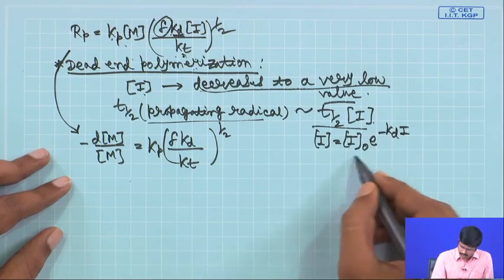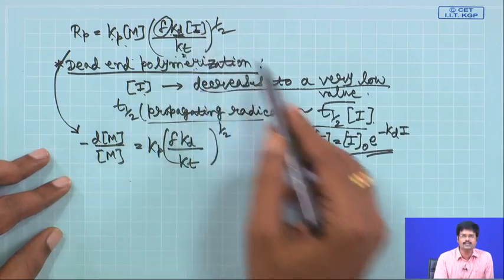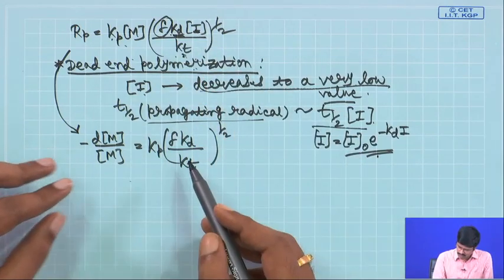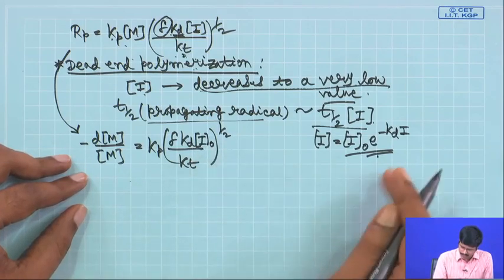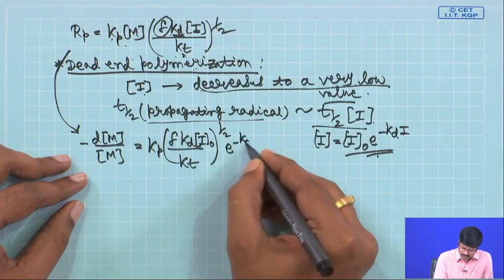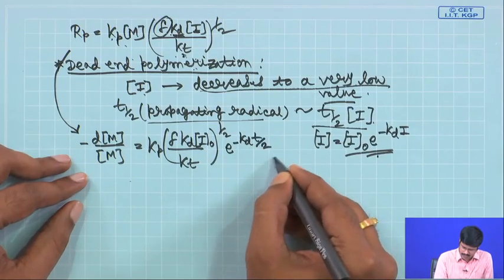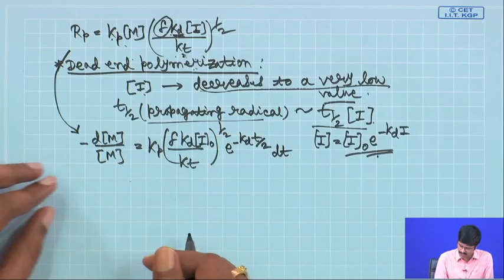If you replace I with this value, then what you will get is this. So, this will be [I]0 to the power half, which comes out, and there is the power half, so it will be e to the power minus Kd t divided by 2, dt. The dt has come on this side, and minus d[M]/[M], the dt has come on this side.